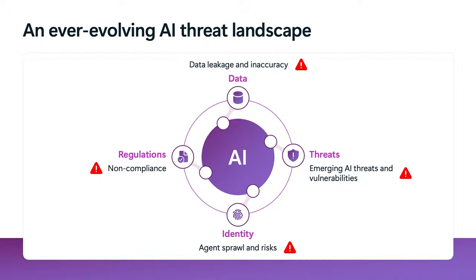Identity is another emerging challenge. AI agents need to be treated like digital employees, with clear identities, access controls, and activity tracking. Threats targeting AI systems are also escalating. Attackers are crafting new techniques, from prompt injections to model evasion and poisoning. And finally, regulations are catching up. Governments around the world are implementing new compliance requirements around AI transparency, fairness, and security. So together, these 4 forces are changing the AI threat landscape. If left unaddressed, they create serious risks.